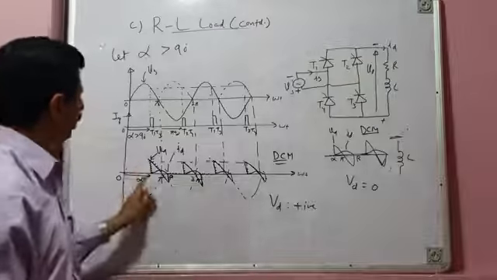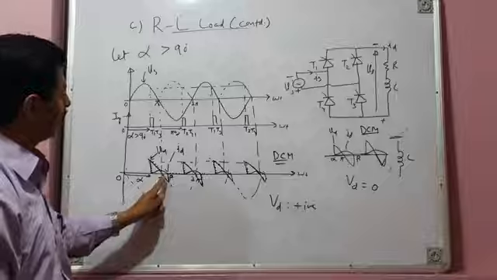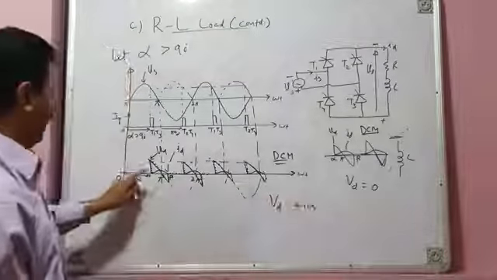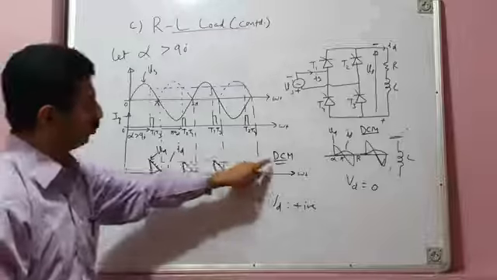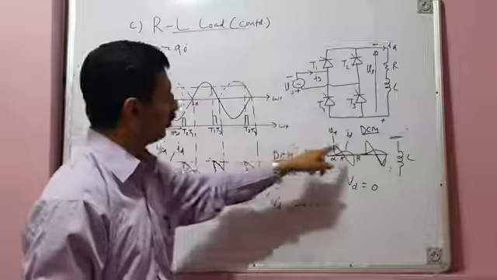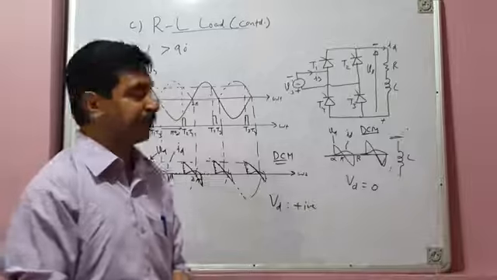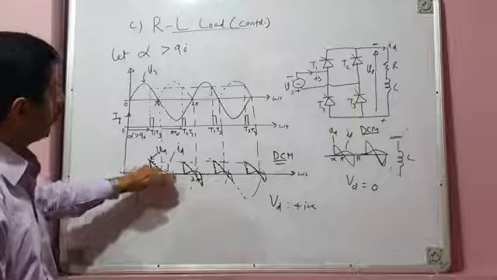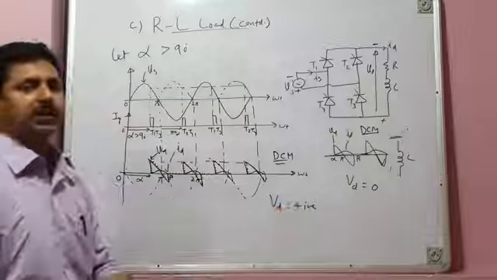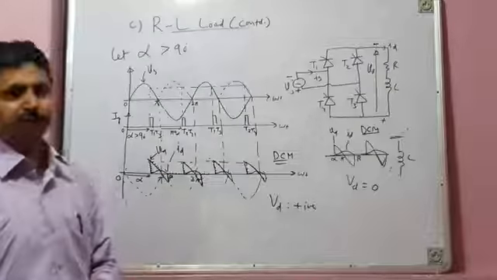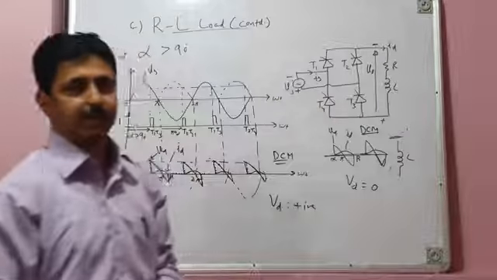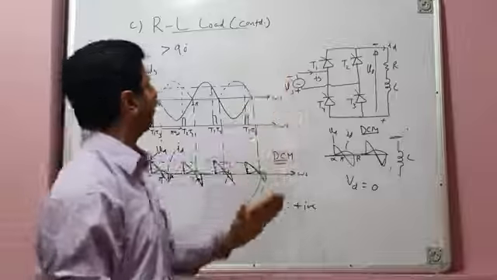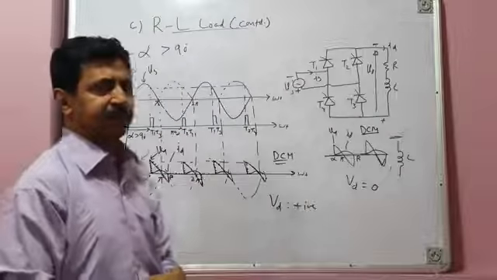And for RL load, positive area is slightly more than negative area, so average load voltage is not zero, it is positive. And current is again discontinuous. So both types of loads result in discontinuous conduction mode of operation. But for a purely inductive load, average load voltage is zero. But for RL load, average load voltage is not zero, it is some positive value because of the presence of resistance R. So this completes our discussion of a single phase full converter for alpha greater than 90 degrees.